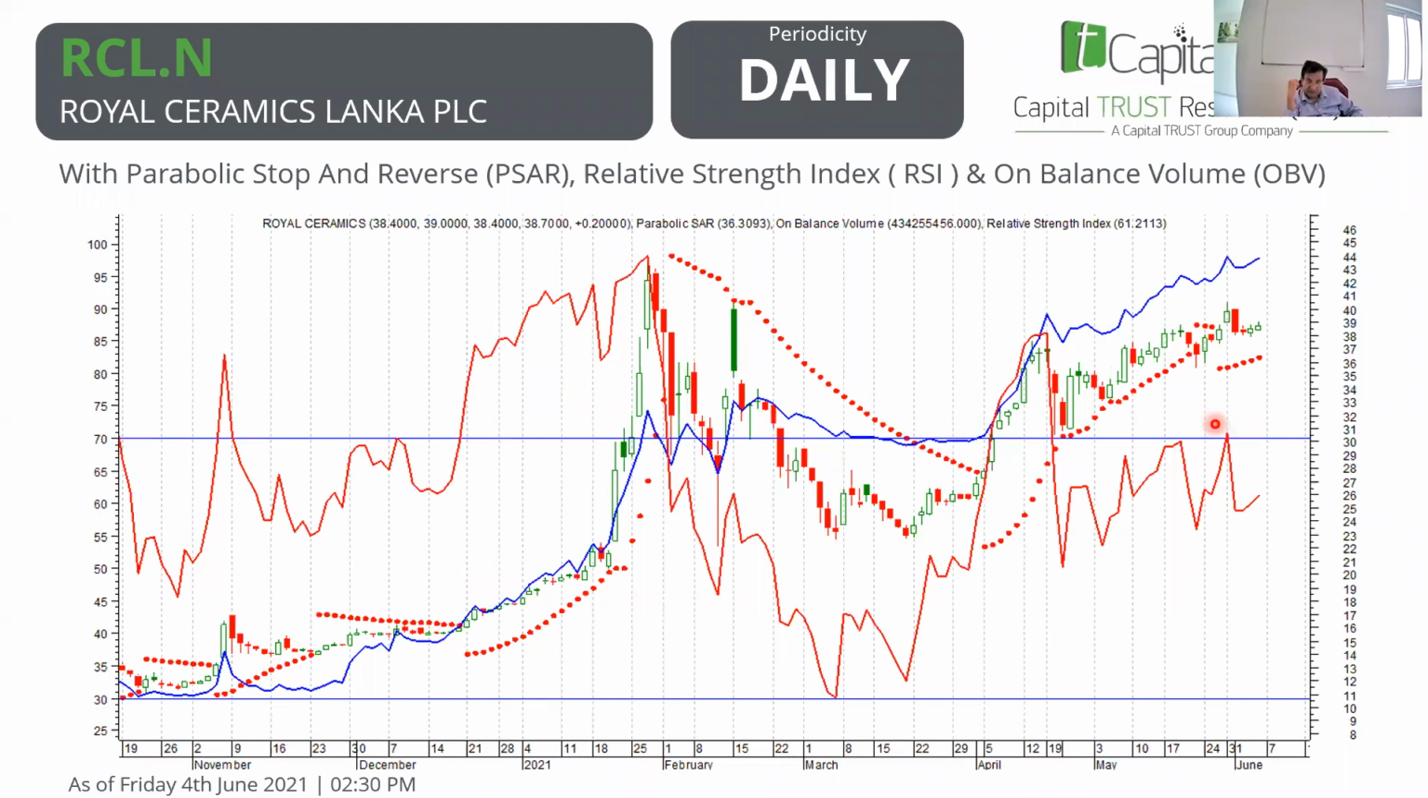That I already mentioned. This is Royal Ceramics. Royal Ceramics, hardly any movement. Parabolic says buy. RSI says buy, right? OBV says buy. But nevertheless, people are not buying it aggressively now.